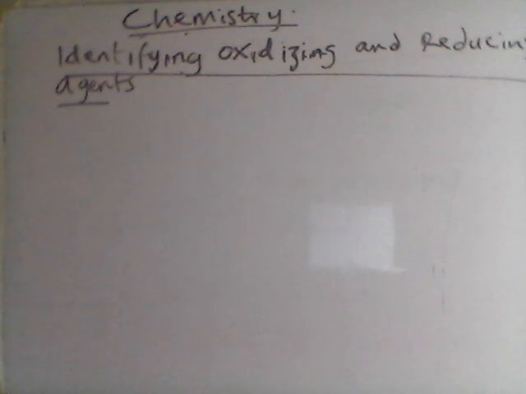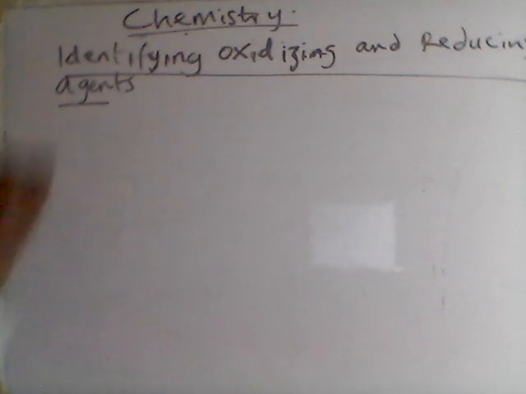So we're going to be looking at how to identify oxidizing and reducing agents. Oxidizing agents cause oxidation by accepting electrons, so it is reduced. On the other hand, reducing agent causes reduction by donating electron, and it is oxidized.